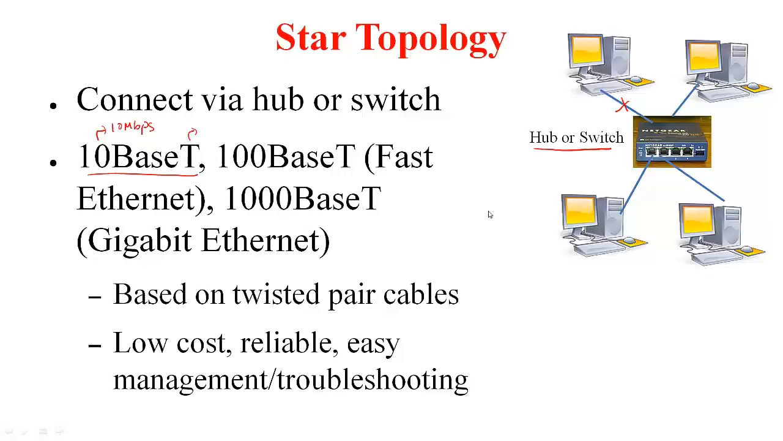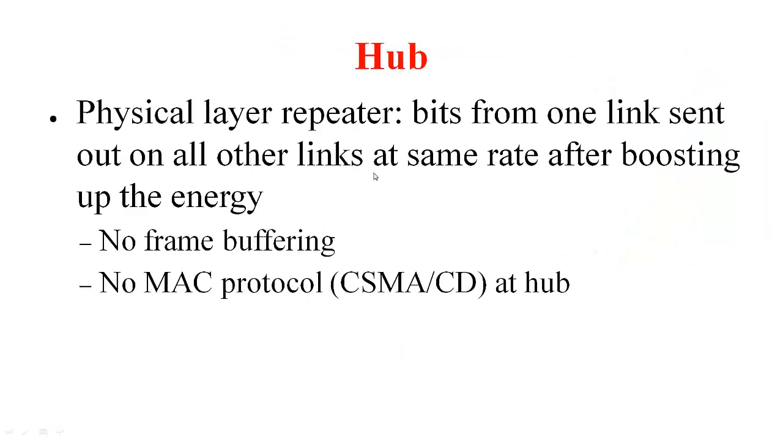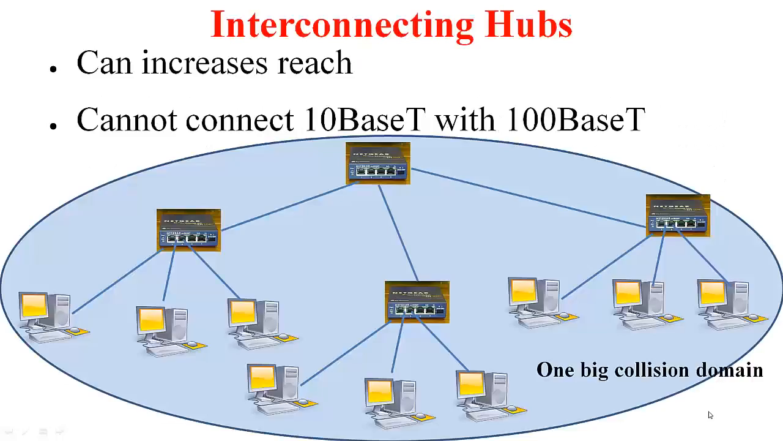Now what is this hub or a switch? Hub is nothing but a physical layer repeater. All it does is it takes bits from one link and puts it out on all links at the same rate after boosting up the energy. This boosting is done so that the signal can travel over longer distances. A hub does no frame buffering. It does not even implement a MAC protocol. So using a hub, you could interconnect the different hosts in this particular fashion.